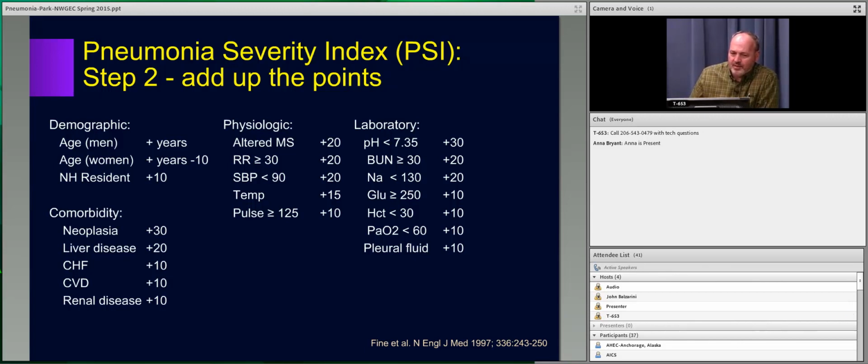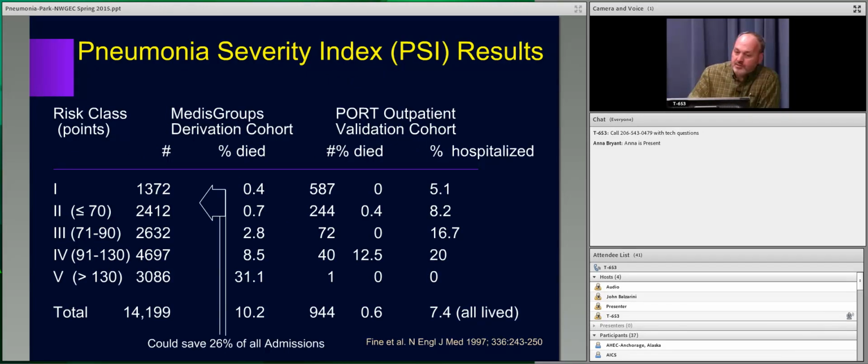So then you need to know some things about the patient. Again, their age, all right? So they get a point for every year old they are, unless they're a woman, and then they get a point for every year old they are minus 10. If they're a nursing home resident, and this was well before the HCAP came out, they got a plus 10. If they had cancer, liver disease, heart failure, cerebrovascular disease, renal disease, extra points, altered mental status, tachypnea, hypotension, fever, high pulse, and abnormalities in laboratories, you collect points. So I'm going to show you the results from this very first paper, and then we can talk about it.